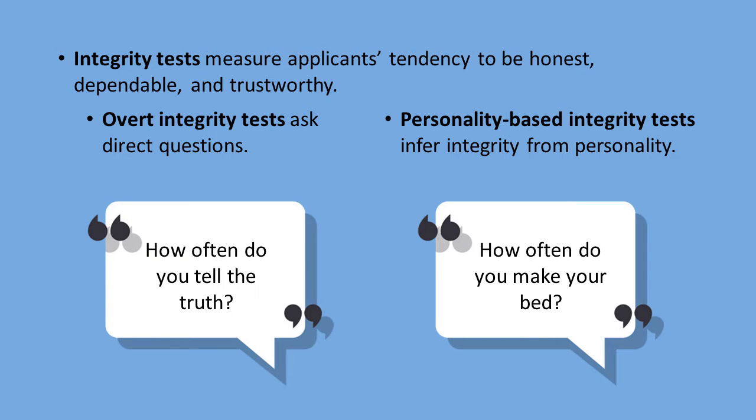Integrity tests measure dependability, carefulness, responsibility, and honesty. Overt integrity tests ask direct questions about applicants' past behaviors and attitudes related to honesty. How often do you tell the truth? How many people cheat on their income taxes? Personality-based integrity tests infer honesty from broad personality constructs like conscientiousness. Do you like taking risks? How often do you make your bed?